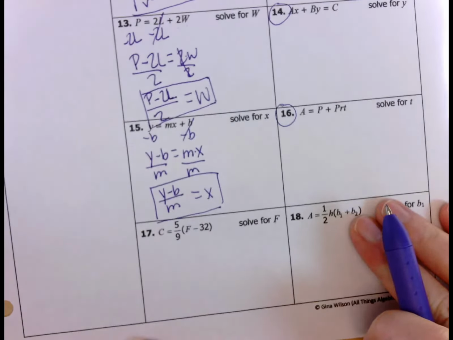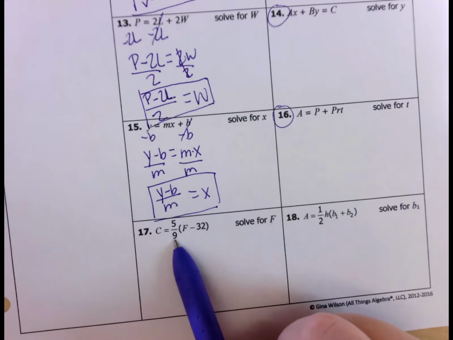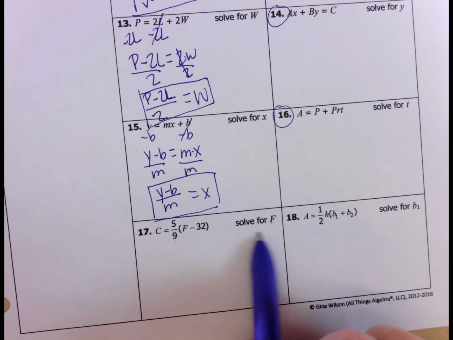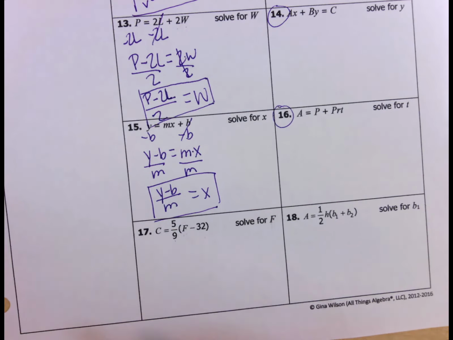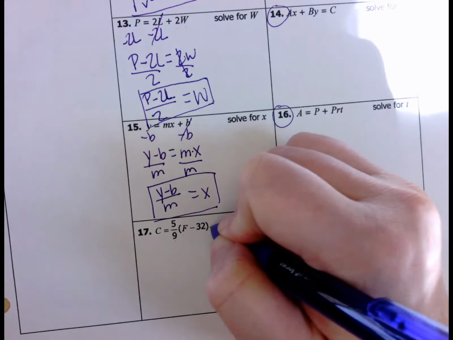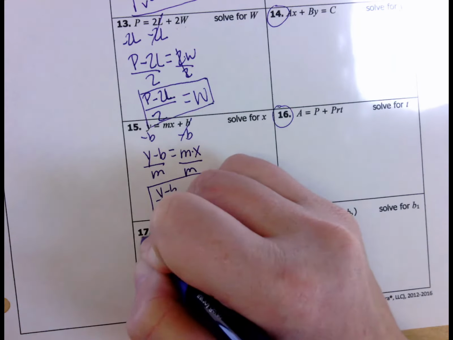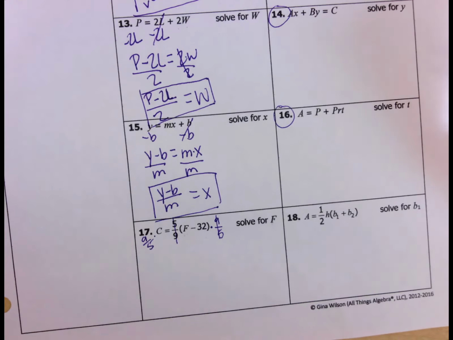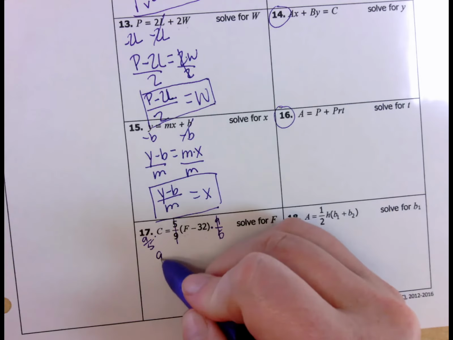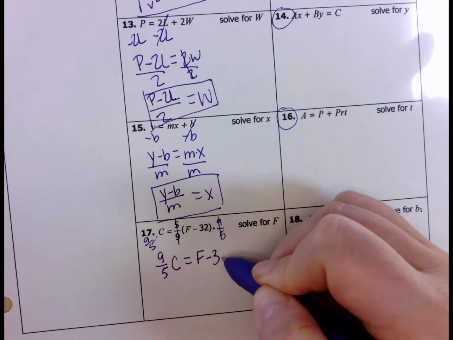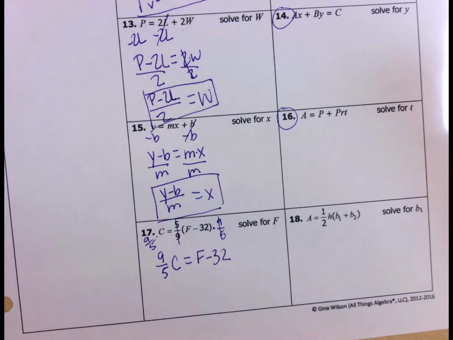And then number 17. We have c is equal to 5 over 9 multiplied by f minus 32. We're looking for f, trying to get it by itself. So the first thing let's do is take care of that fraction. Let's get rid of it. So we're going to multiply by the reciprocal on both sides. And so 5/9 times 9/5 is going to give you 1. You can even plug that in your calculator to see it. And what you're left with on the left side is 9/5 c. And on the right side, you're left with f minus 32.